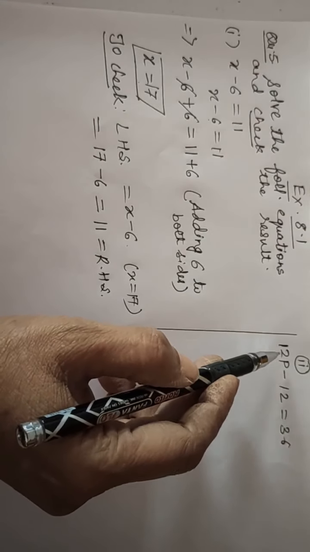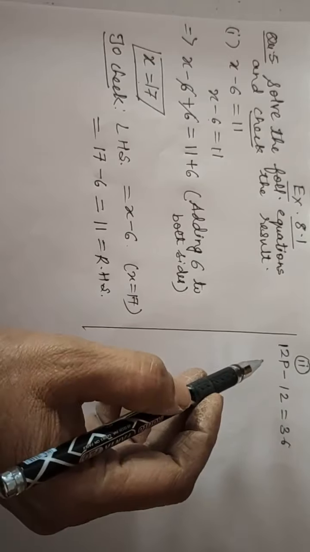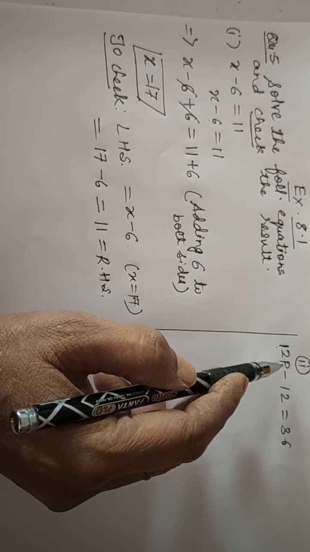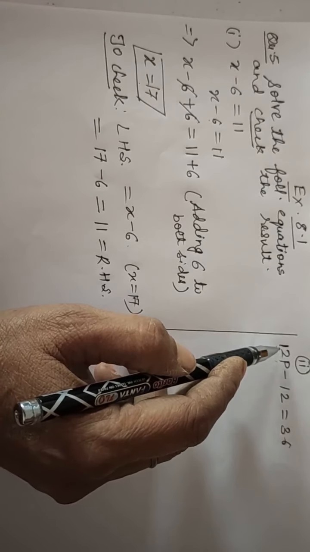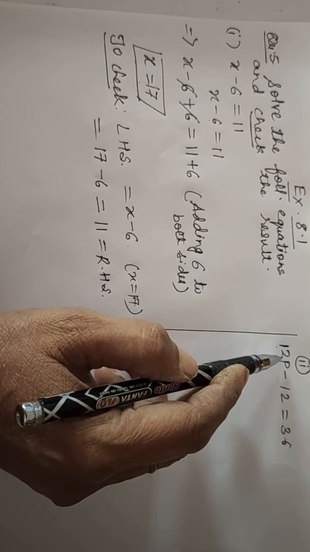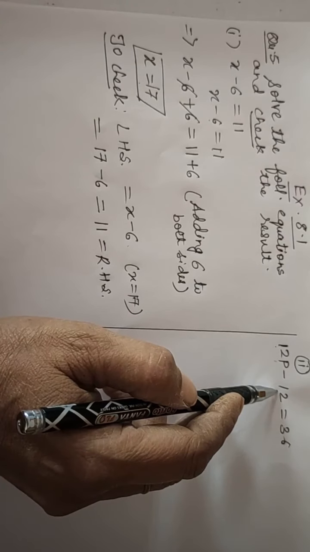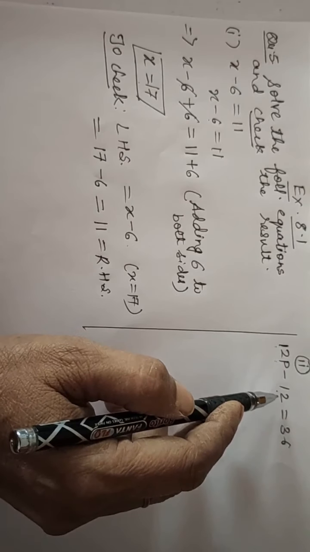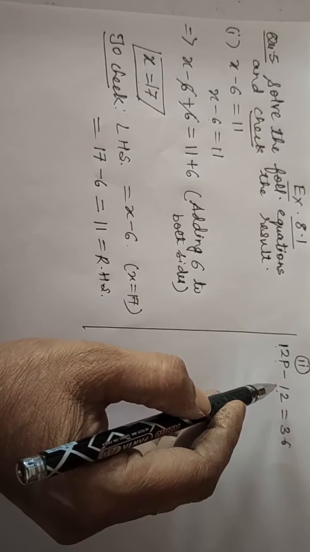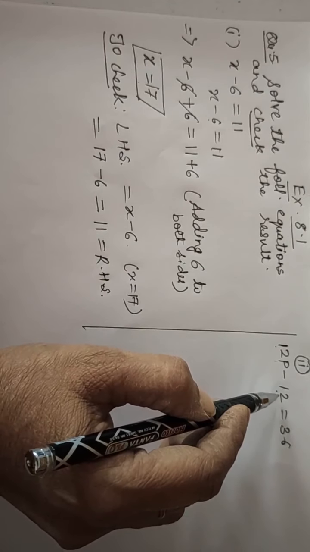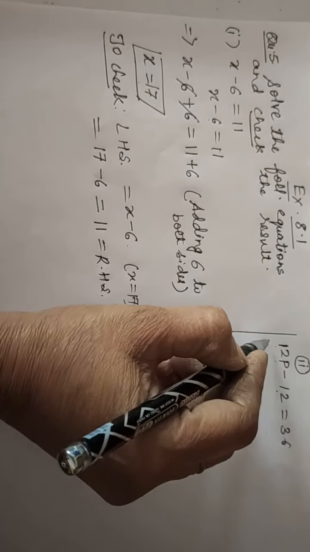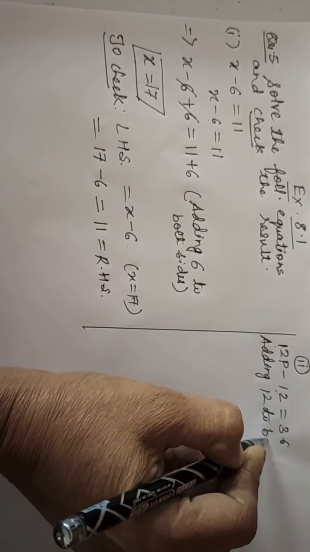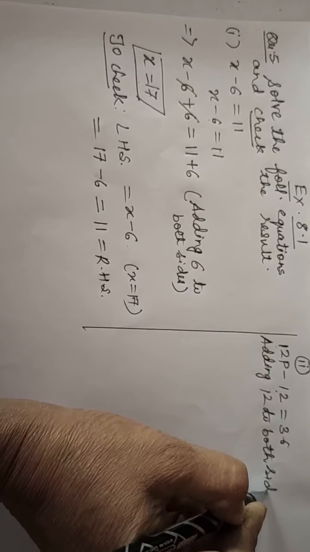This is your second example. 12p minus 12 is equal to 36. Now see children, here with 12p, I told you that you want only p on the left side. But with p there is 12, and with 12p there is again minus 12. So first of all you have to remove this minus 12. Now what is the opposite of minus? Plus you have to take. So what will you write? Adding 12 to both sides. So let's write that, adding 12 to both sides.